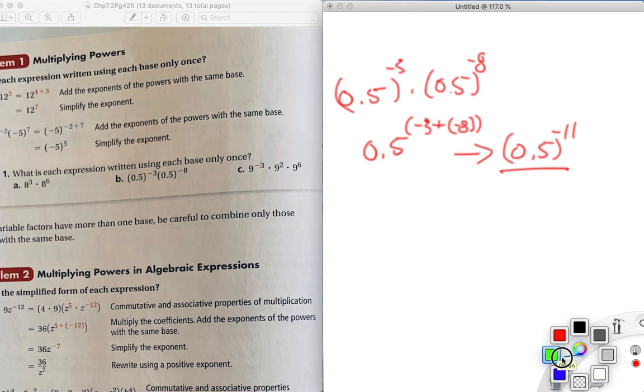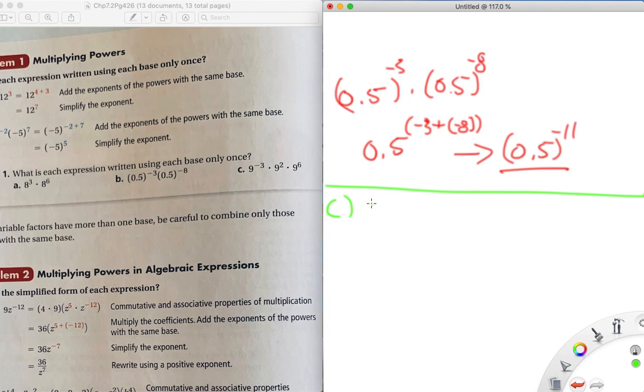C, we have 9 to the negative 3 times 9 to the second power times 9 to the sixth power. Again, that's just 9 with 2 plus 6 plus negative 3, which gives you 8 minus 3, which is 5, so 9 to the fifth power.